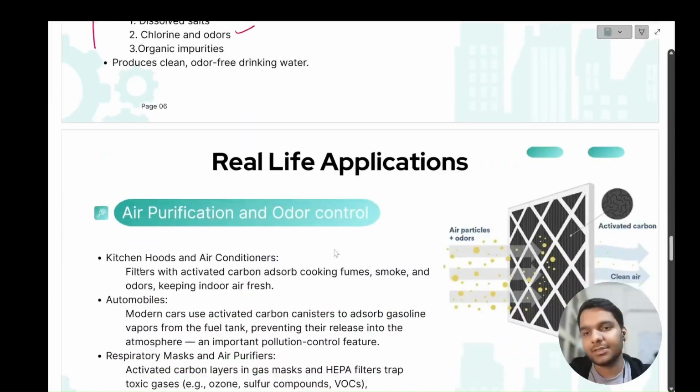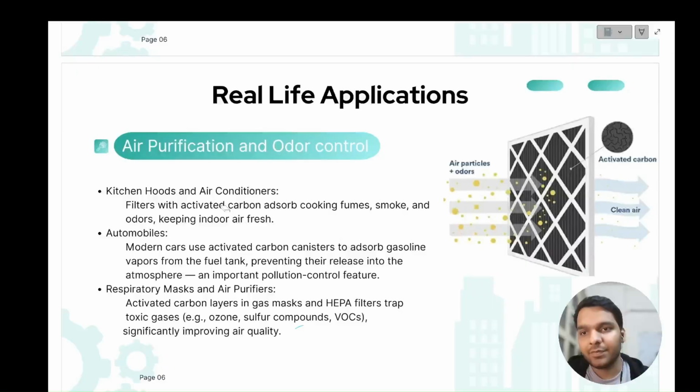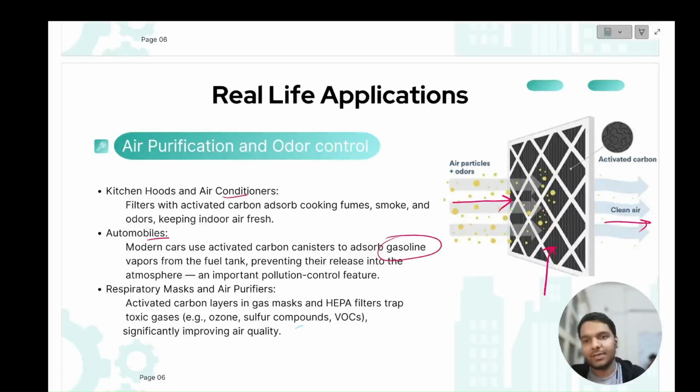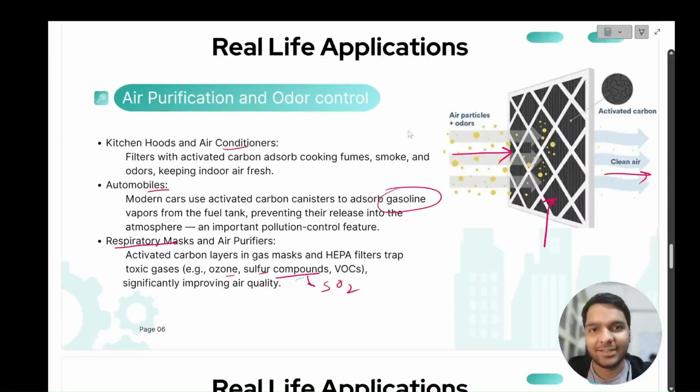Now the next application, air purification. In air purification, like in kitchen hoods and air conditioners, air particles with odor come and the activated charcoal acts on them and then the clean air is obtained. And in automobiles, modern cars use activated carbons to adsorb the gasoline vapors so that the air in the environment can be less polluted. We also do use adsorption process in respiratory masks so that the toxic gases like ozone, sulfur compounds like SO2 and all can be adsorbed and we can breathe good quality air.